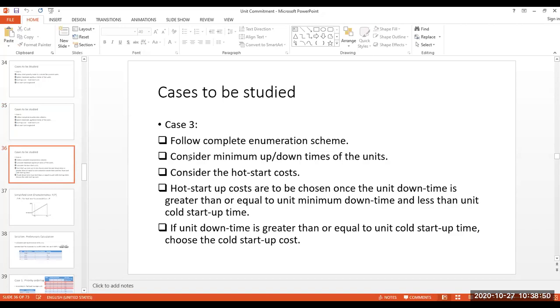In case 3, we introduced a few more assumptions, while still following the complete enumeration scheme. In case 3, we will be considering minimum uptime and downtime of the units. We will consider the hot start cost as well as the cold start cost. So wherever the hot start cost is applicable, we will apply that. And on the other hand, wherever the cold start cost is applicable, we will apply that in calculating the cost at a certain hour for a certain state.